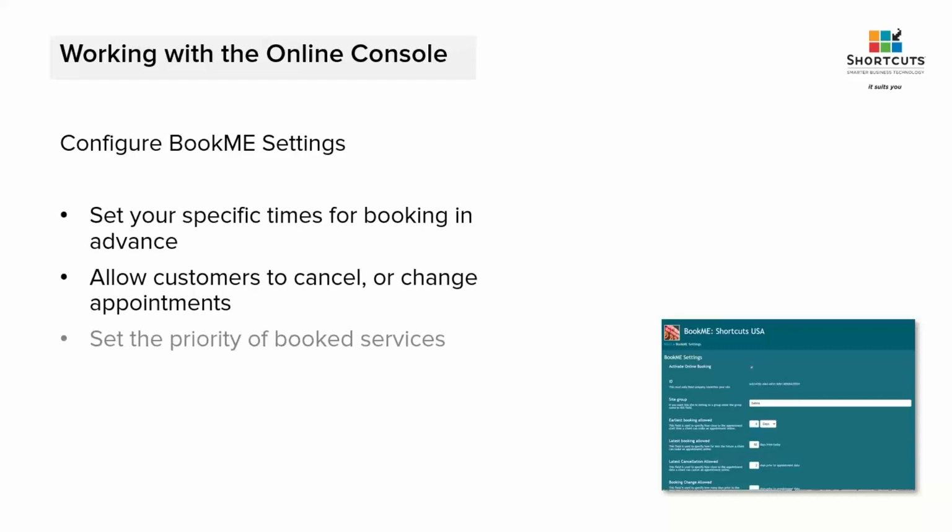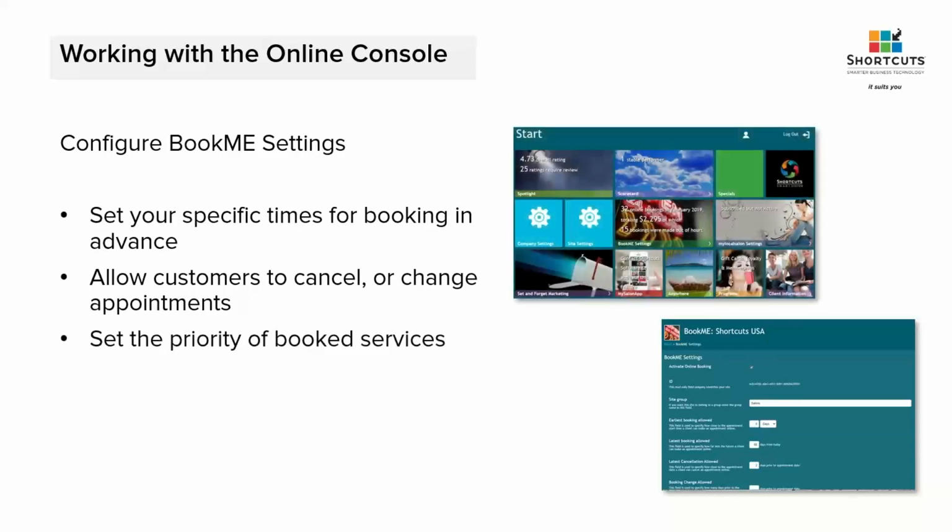After you've configured your company and your site settings, then you're going to focus on your Bookme settings. So this is where you tell things like, how many days in advance are you allowed to make an appointment? Is there certain things that you want to allow the customers to do, such as, should a customer have permission to cancel their appointment if they made it online? Should they have permission to change what service they wanted to choose? And do you have a priority of services that should be performed? So you configure all of this in your Bookme settings.